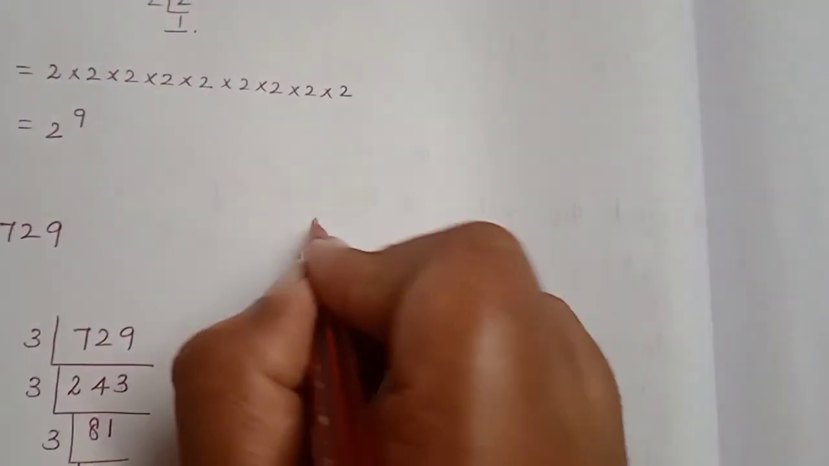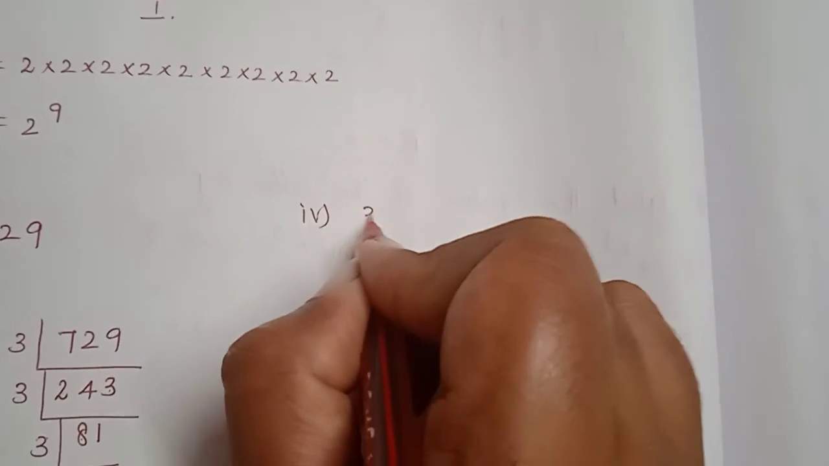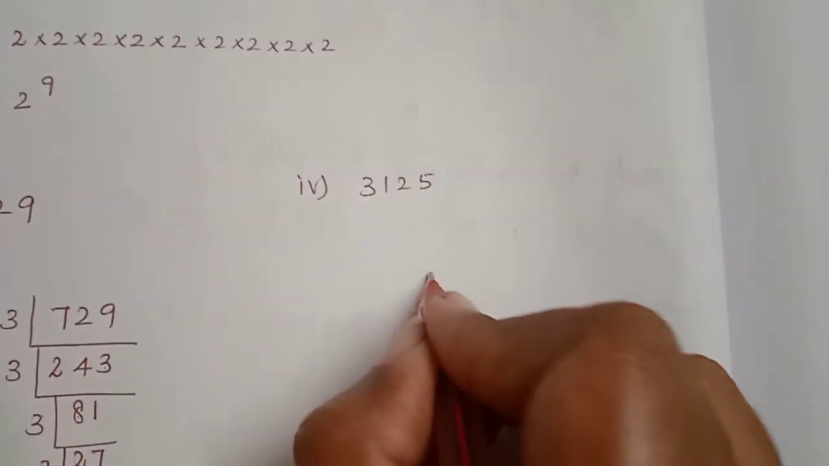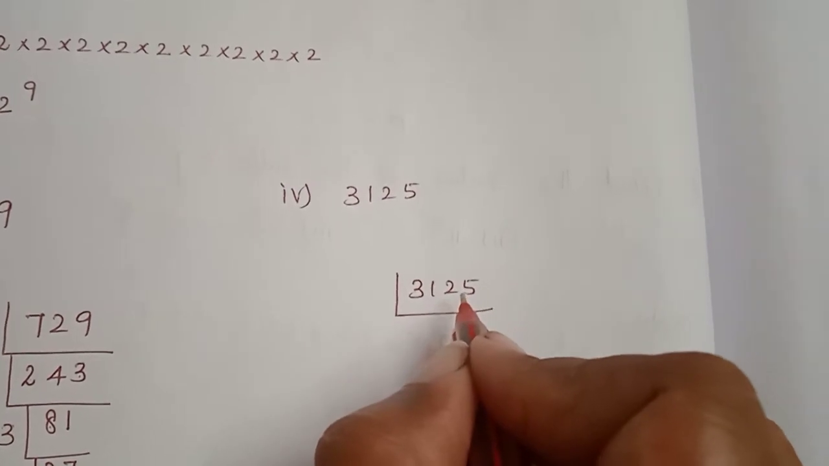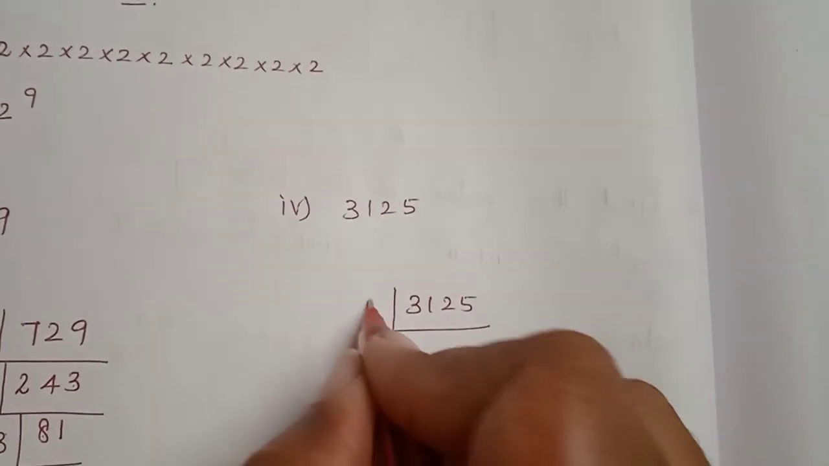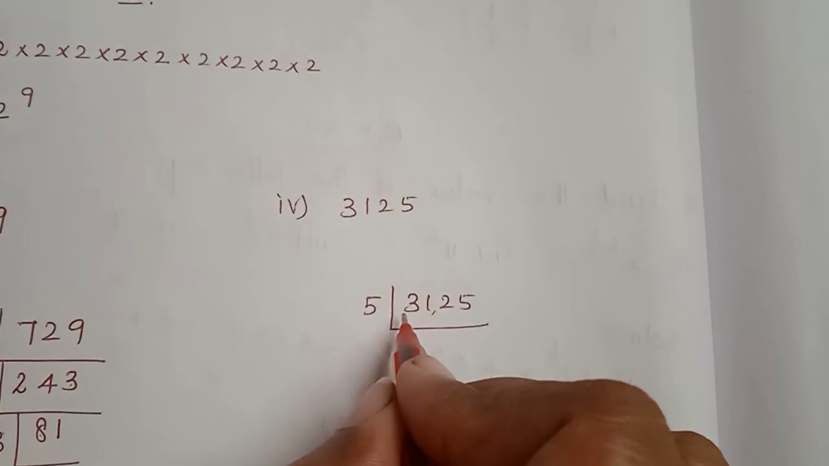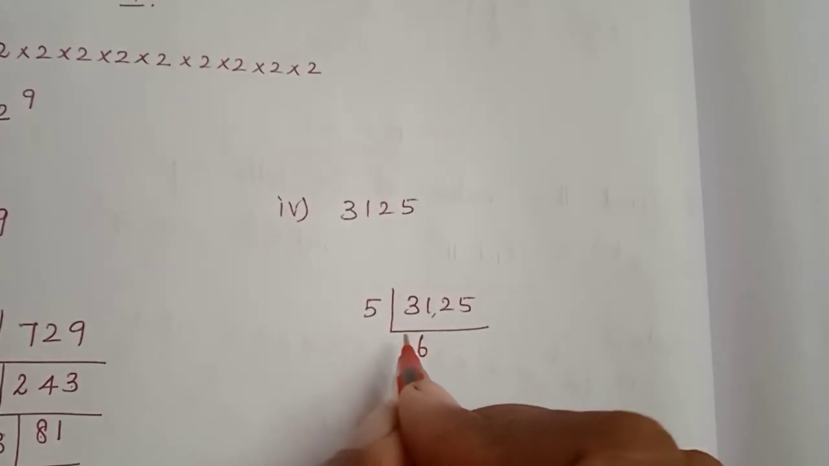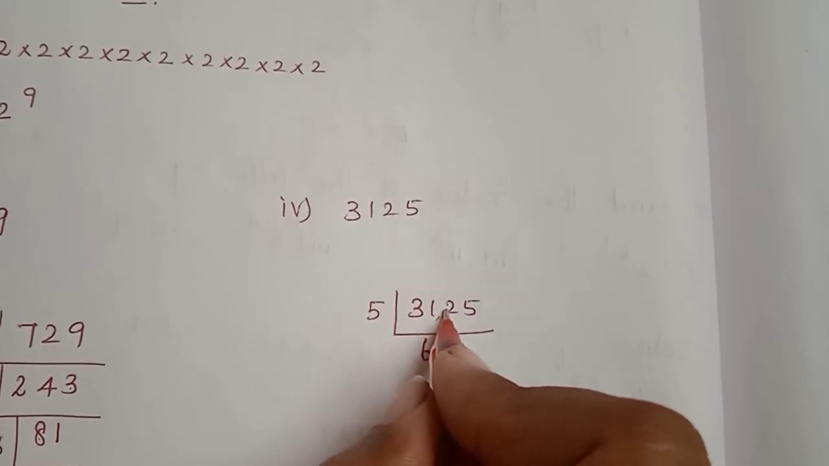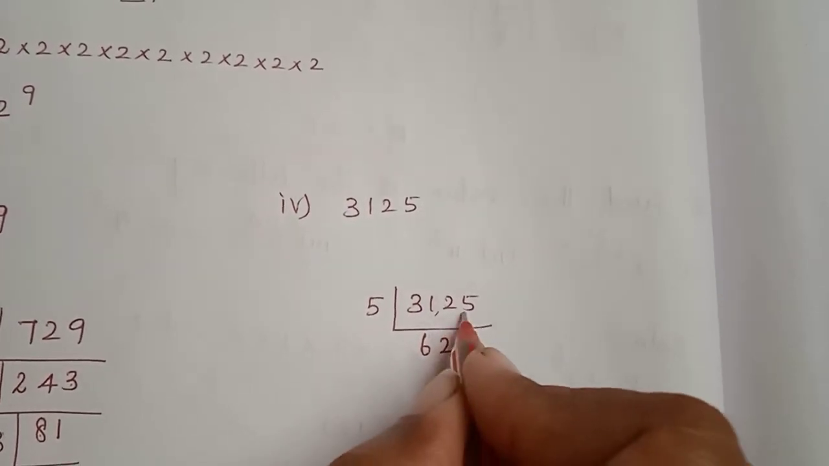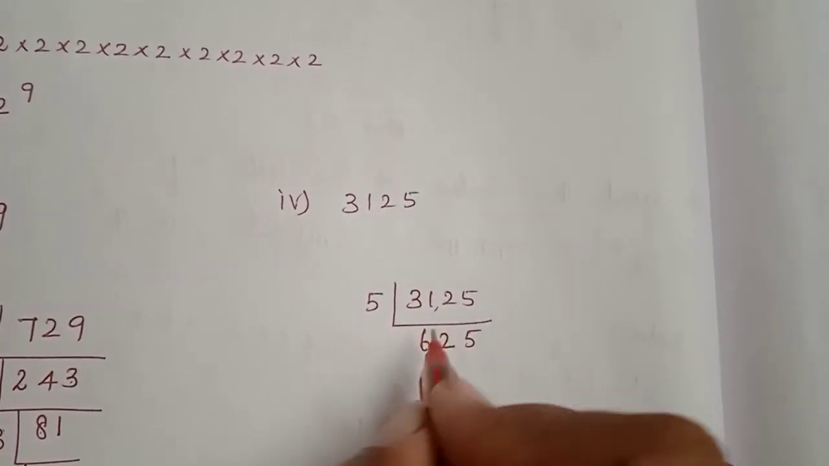Then the last one is 3125. Now in 3125, the last digit is 5, so it is divisible by 5. We will divide it by 5. In 31 we have 6 times of 5; 6 times 5 is 30, remaining 1. In 12 we have 2 times, remaining 2. In 25 we have 5 times.